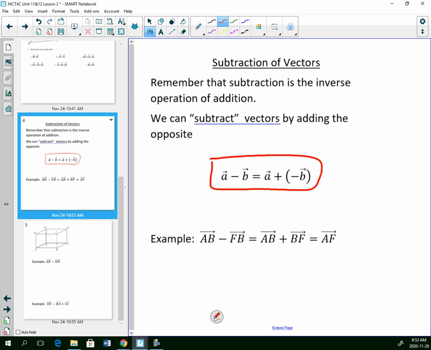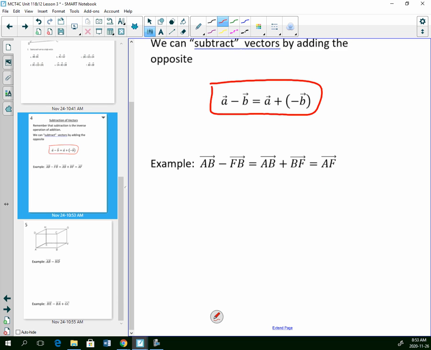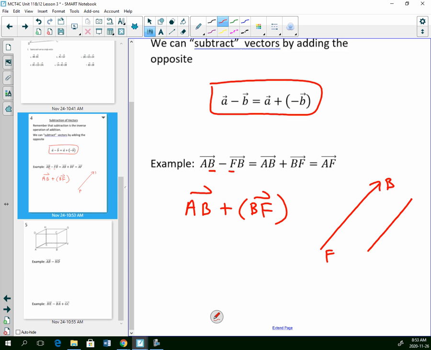So for example, and remember we have to have tip to tail be the same. If I were subtracting AB minus FB, well, first of all, the tip of AB is not the same as the tail of FB. But I could add the opposite, right? If I took the opposite of FB, it would be BF. So think about this. If we have F to B, the opposite is B to F. So subtracting F to B is like adding the opposite of F to B, which is B to F. And now the tip and the tail match up, and that would give me A to F.